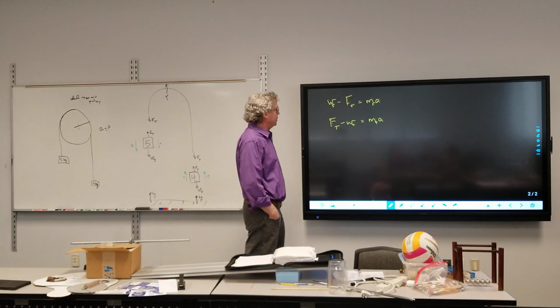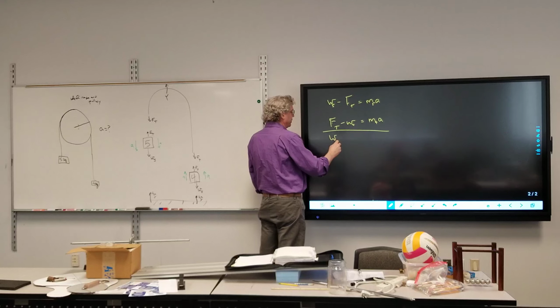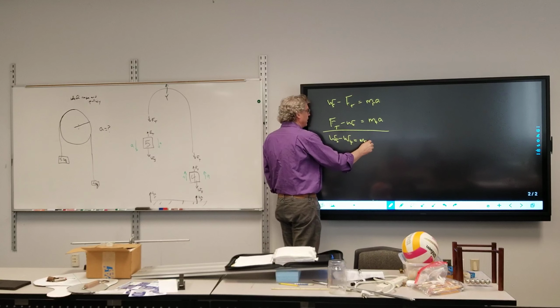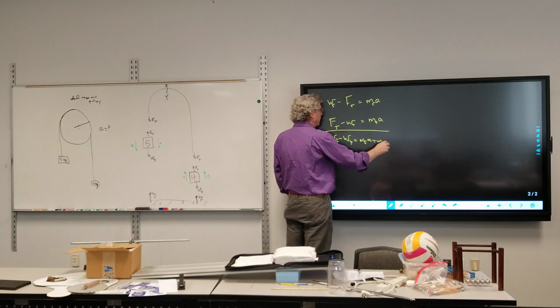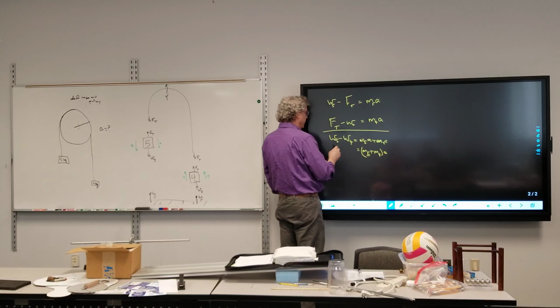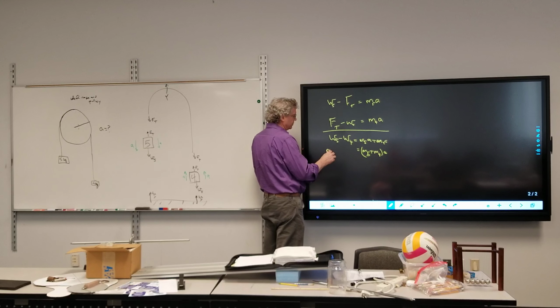Scalar acceleration. All right, now we add them. The tensions will cancel out, and I'm left with weight 5 minus weight 4 is equal to M5A plus M4A. That's M5 plus M4 times A. And over here, I didn't substitute immediately, so we'll substitute now. And sorry to spoil that by not just asking.